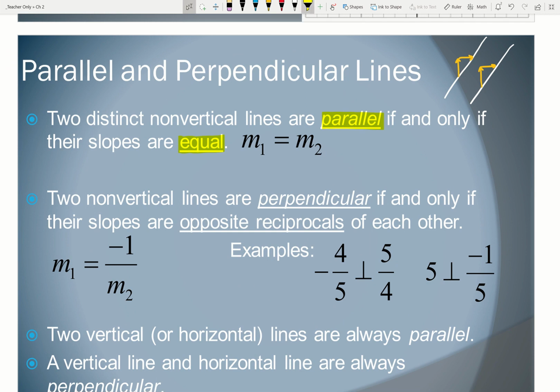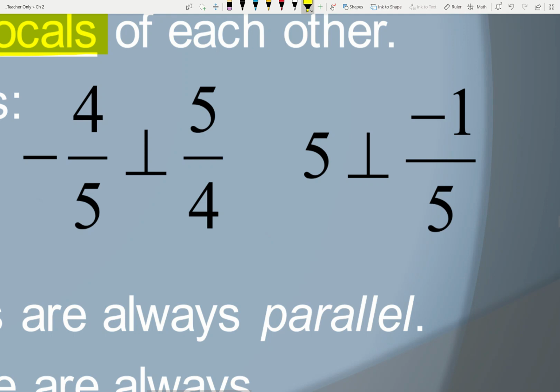For perpendicular, it's a little bit of a different relationship. Your math teacher from last year may have referred to this as negative reciprocals, but I don't really like referring to it in that way because that implies that it's always going to be negative, and that's not always the case. So I much prefer to say opposite reciprocals of each other, okay? So what is an opposite reciprocal? Well, some examples right here, right?